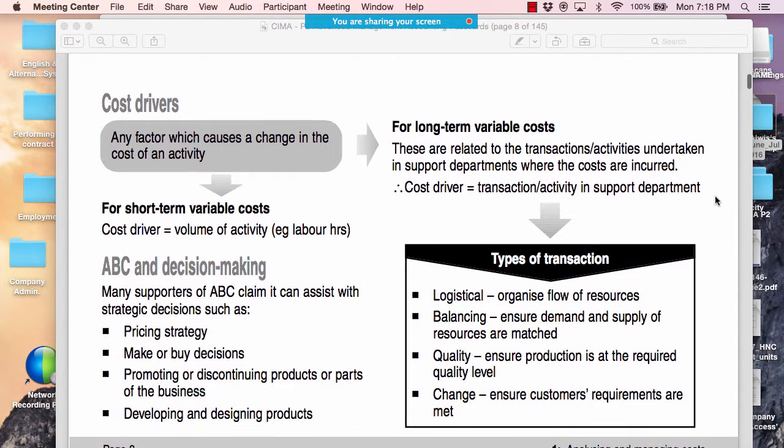So we know about cost drivers, whatever it is that's driving that cost. ABC of course helps with pricing strategy and make or buy decisions. Tell me something about a make or buy decision in ABC costing. Any examples that you can think of? Make or buy decision, or outsourcing, or having it in house, anything like that.